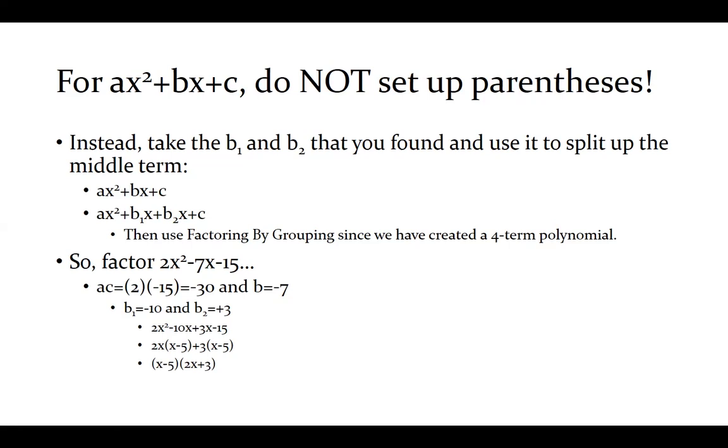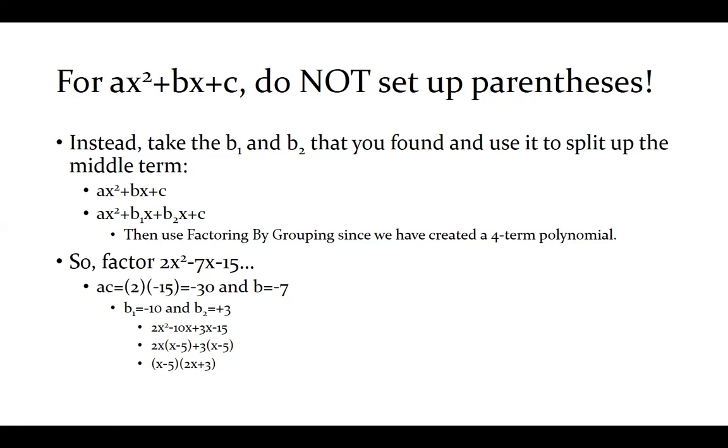I also want to point out this technically isn't two different things if we take the AC method as the thing we can use all the time. Because what if A was 1? What if we just had x squared plus bx plus c? Well, then A times C would be 1 times C, which would just be C.